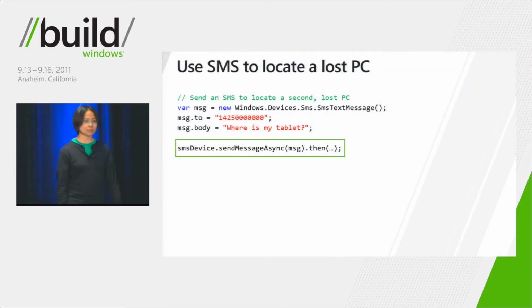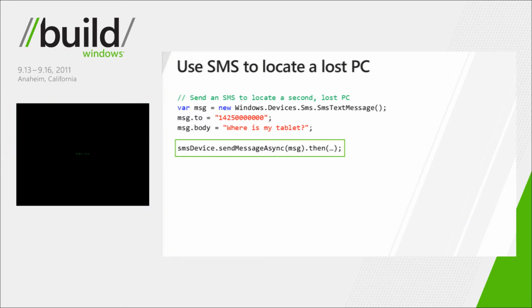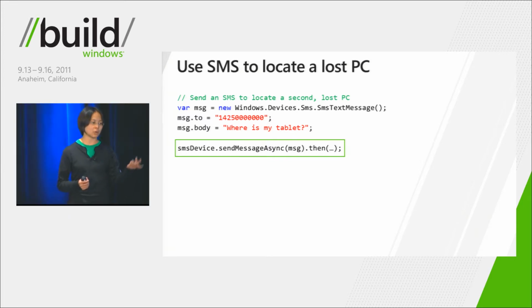So to send an SMS, it's pretty simple, too. You use SMS text message. This is basically an object representing an SMS text message. And then you set the properties that you probably can infer by the name. You set the recipient and then the body. And we just pass that message into the SMS device's send message async method. And this SMS device, if you remember, was the one we got from getDefault. So this would be our fourth or fifth line of code after we got the default SMS device.